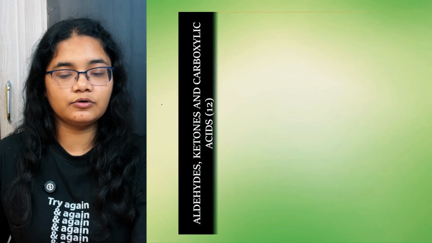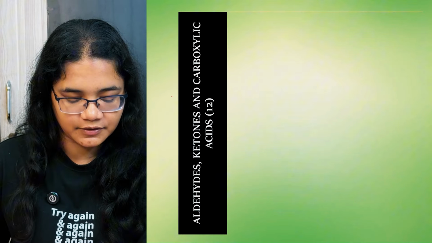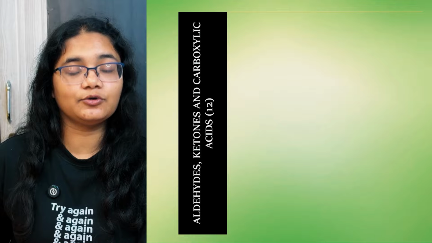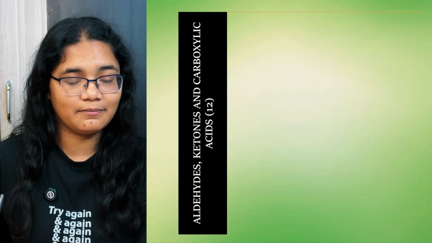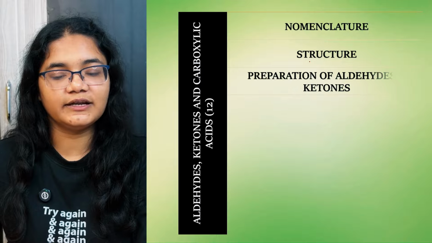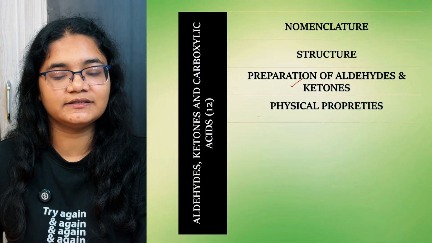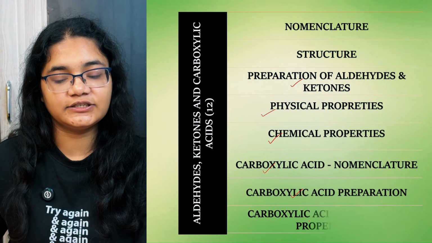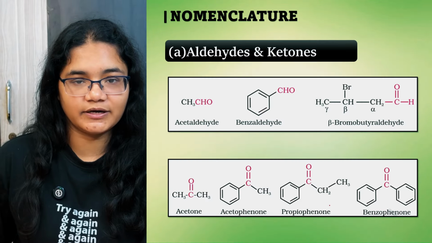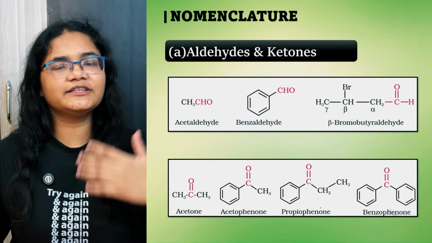Now we will talk about the next chapter, that is aldehydes, ketones and carboxylic acids, which is the highest weightage chapter of 12 marks. Okay, so first we'll talk about nomenclature, structure, preparations of aldehydes and ketones, physical properties, chemical properties, carboxylic acid nomenclature, preparation and its chemical properties. So nomenclature is very common here.